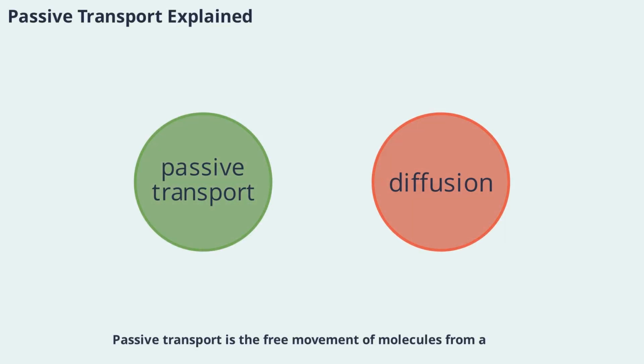Passive transport is the free movement of molecules from a region of higher concentration to a region of lower concentration, without the need for cellular energy. This process allows water and some nutrients to enter plant cells naturally, complementing the more energy-intensive active transport mechanisms.